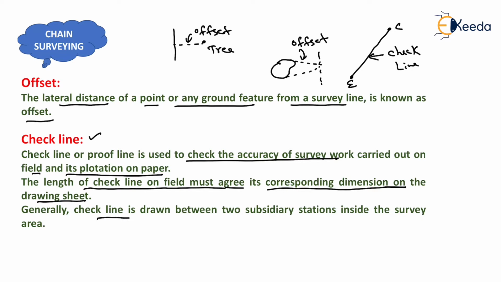Generally, check line is drawn between two subsidiary stations inside the survey area. Almost all the times, check line is generally drawn between two subsidiary stations because between two main stations there will be only one line, that is only baseline.